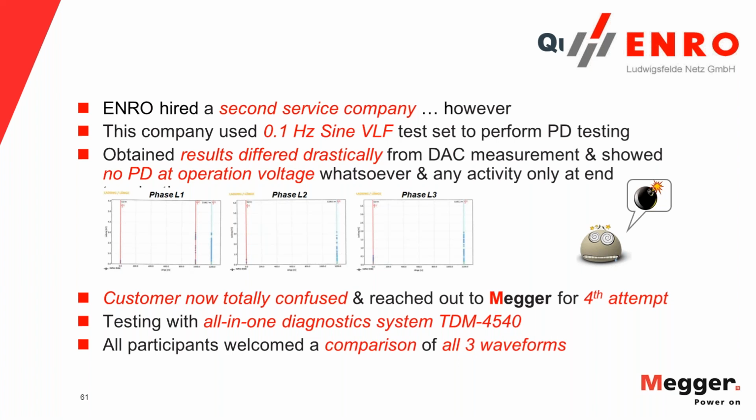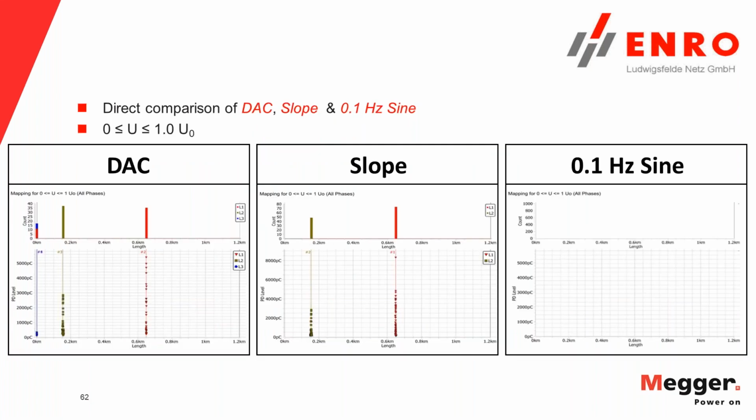So we were in the area, and they asked us, hey, please bring your test van. That test van has a test system installed that's called TDM4540, and it has all three waveforms. It can do sinusoidal and tan delta. It can do cosine rectangular slope, and it can do damped AC. And they wanted to see the difference. They asked us to do a comparable measurement. And this is the measurement.